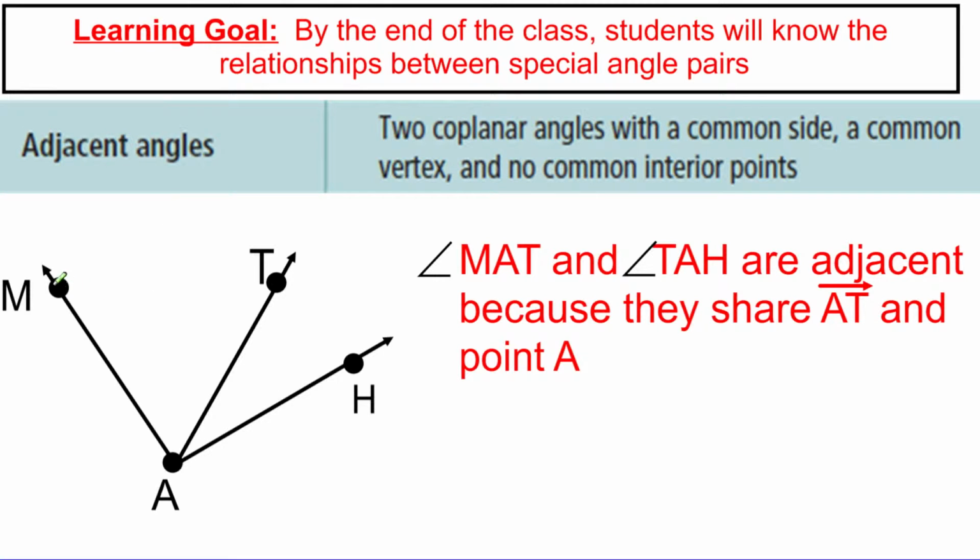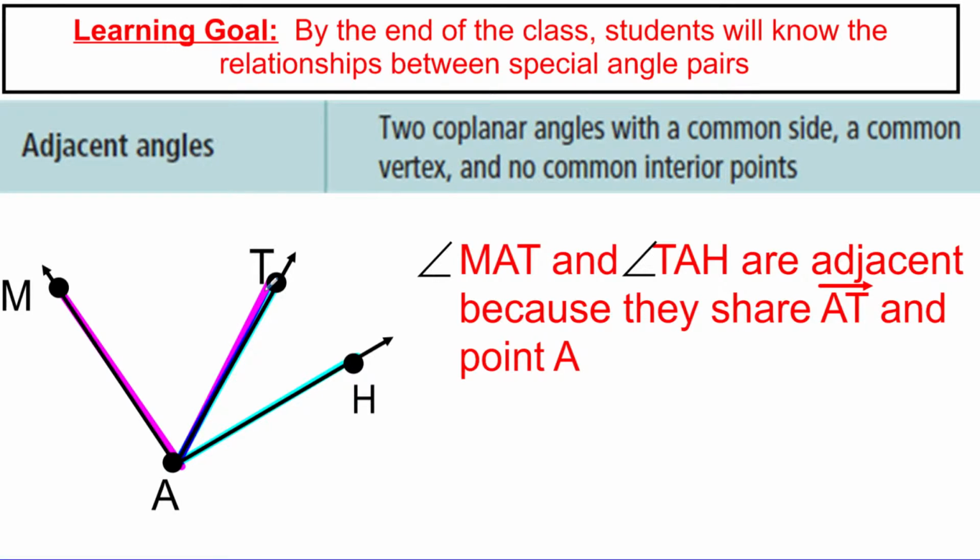Here are my adjacent angles in my diagram. I have this angle MAT, and then I have another angle TAH, and I'm going to say that they are adjacent angles because they're right next to each other, and AT is a shared ray. They share one of the walls of their angle, and so they are adjacent to each other.